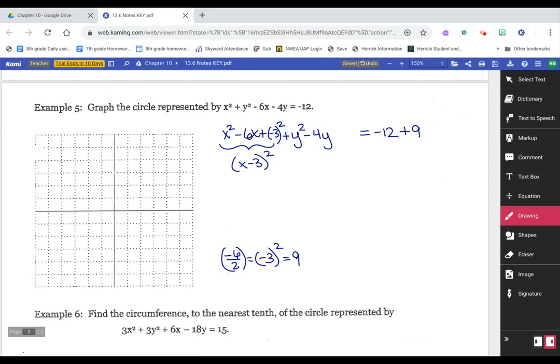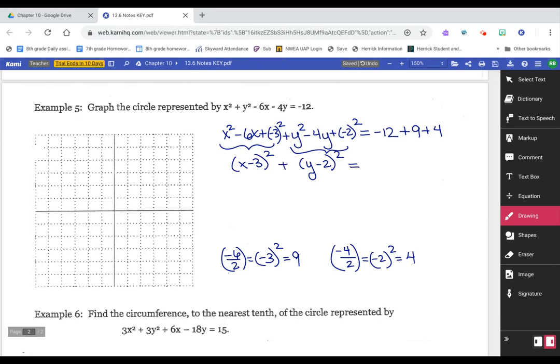For the y's, we have negative 4 as our b coefficient. We'll divide that by 2. So you get negative 2. Now you're going to square that, equals 4. So let's add 4 to the right. And on the left side, I'm going to still add 4, but in the form of negative 2 squared. Now when I factor this, I get y minus 2 squared.